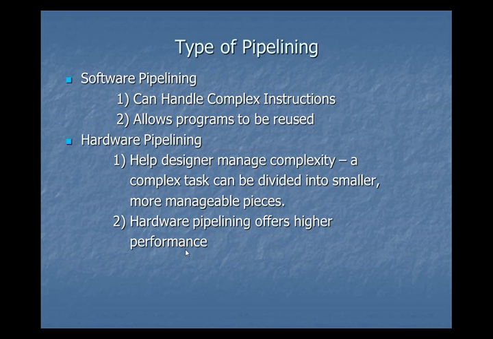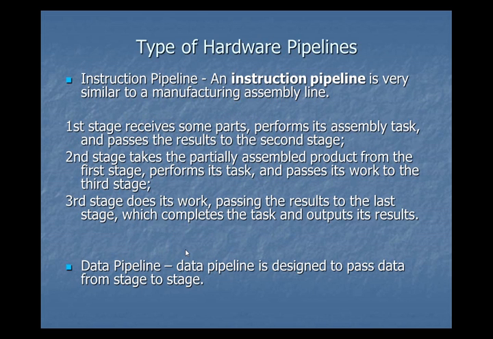So the main categories of pipelining are software pipelining and hardware pipelining. Software pipelining is used to handle complex calculations and allows the program to be reused, and hardware pipelining is used to manage the complexity and to offer high performance. That is the hardware pipelining.